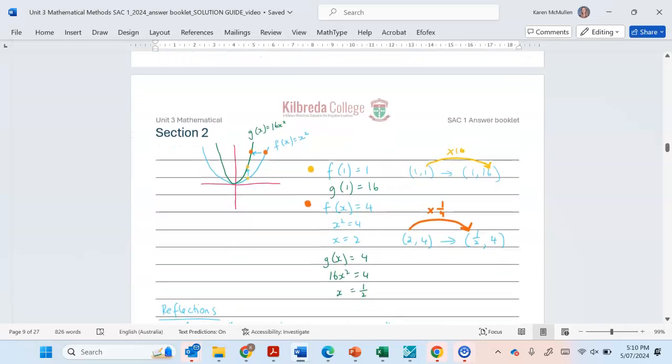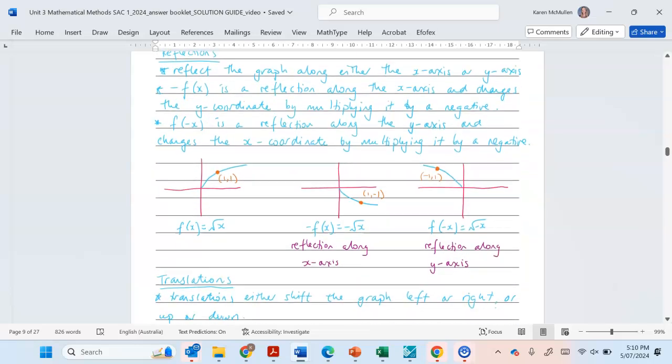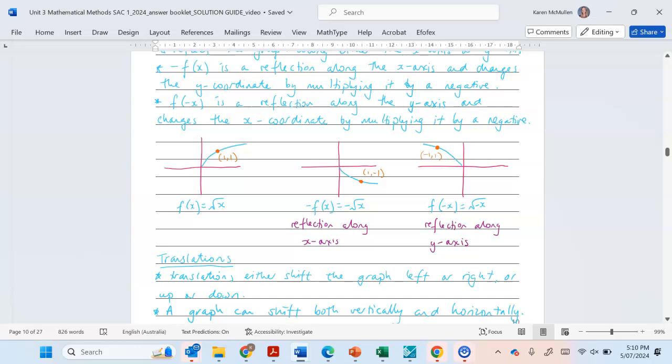So what have we got now? Reflections. All right, so you can see I've got an example there where the points have changed.